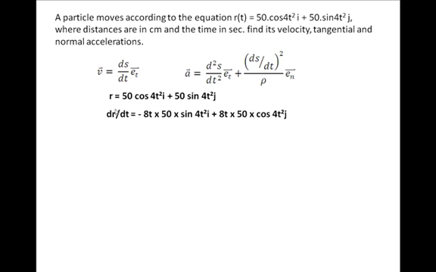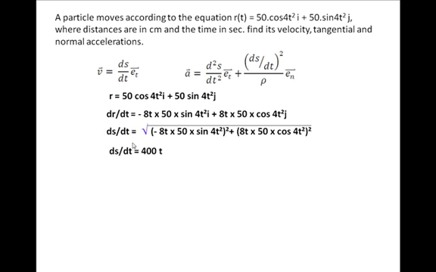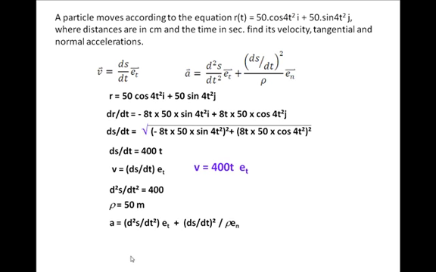You have r and then you do dr by dt. Mod of dr by dt is ds by dt. And ds by dt, if you simplify this, comes to 400t. Differentiate it. So the velocity, one part which was wanted, is 400t et, because velocity is always tangential. Now d square s by dt square, you differentiate this and use the acceleration formula. Rho you are going to use 50 because it's a circle. So use the acceleration formula and get your acceleration, tangential component and normal component.